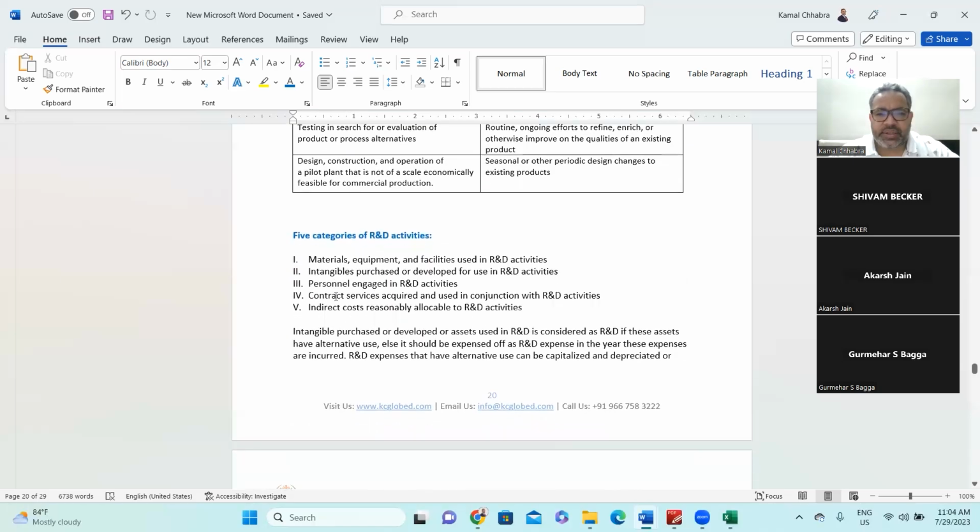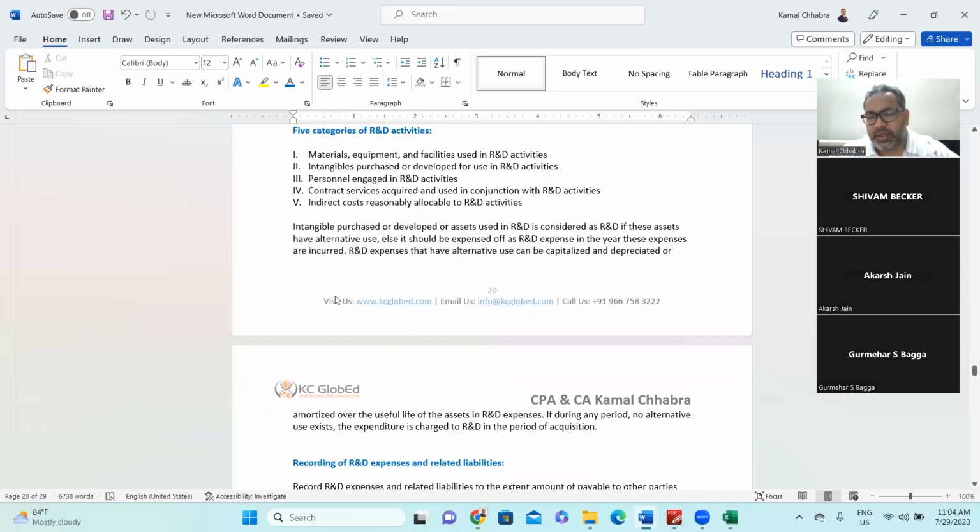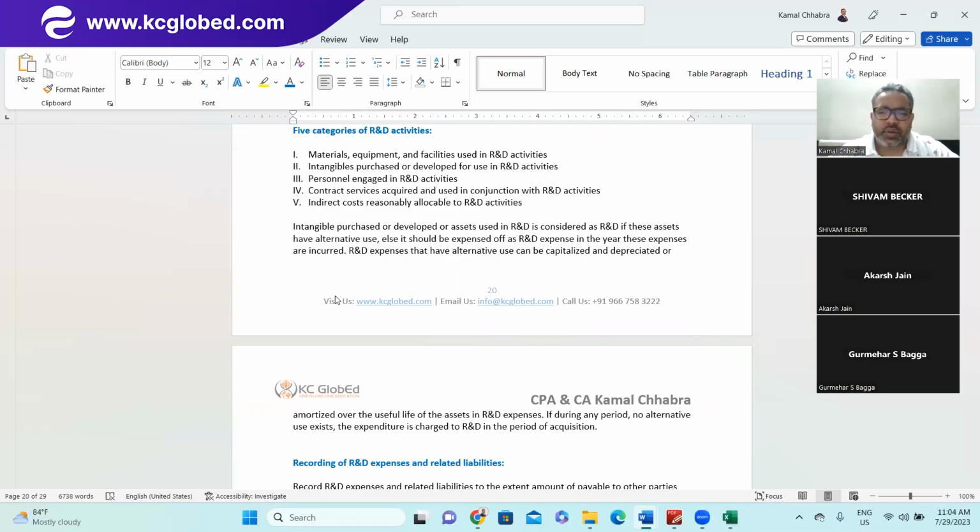There are 5 categories of research and development activity. The first one is material, equipment, and facilities used in research and development activity. So what all things are considered in the research and development activity? Just assume you are in a company like Tesla. Tesla has its own research and development center. So in that center, just presume what all things will be there and what will be required to do sufficient research and development.